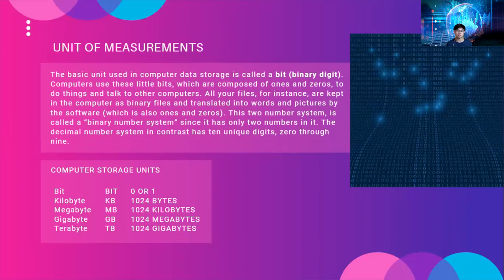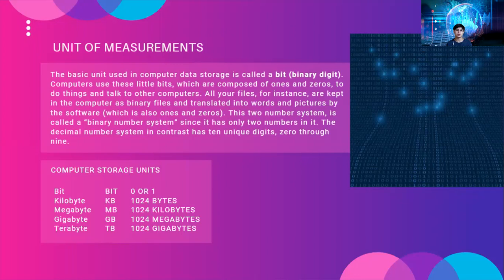Okay, binary. The decimal number system, in contrast, has 10 unique digits, 0 to 9. Okay, so we have this sample. Computer storage unit: bit, 1 bit, 0 or 1. The kilobyte or KB is actually around 1024 bytes. Okay, the megabyte or MB is 1024 kilobytes.